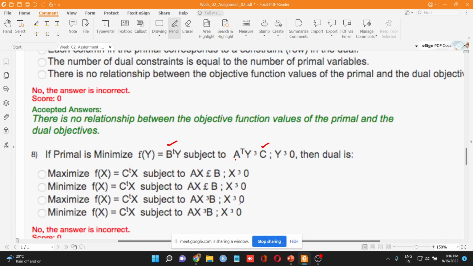So identify which one is true. Here it is less than or equal to, meaning greater than or equal to symbol. In the given problem it is greater than or equal to. So coming to the dual, it becomes less than or equal to, right? And minimization becomes maximization. I think option A is correct. Is everyone guessing the same? Yes, ma'am.